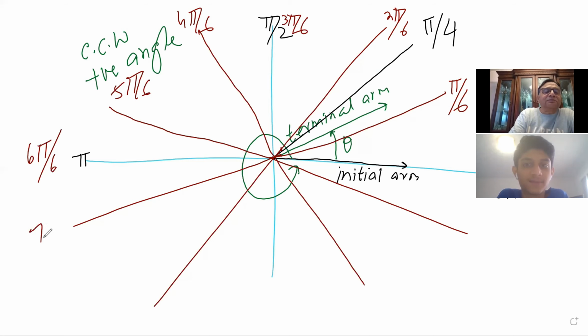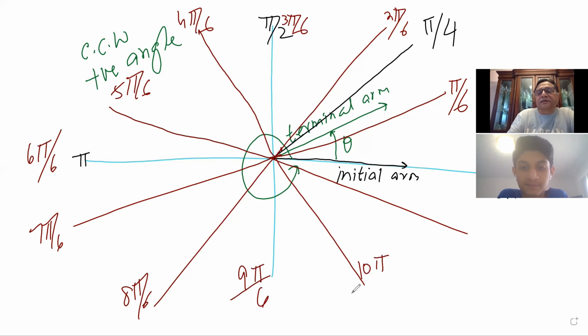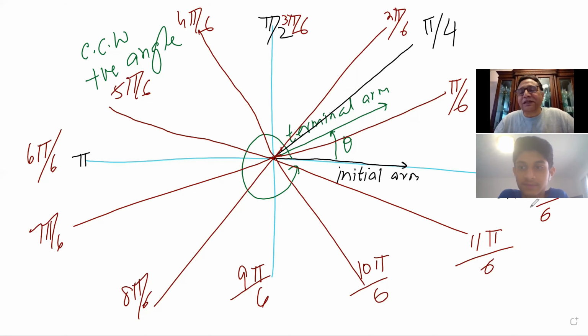So pi. 7 pi by 6, 8 pi by 6, 9 pi by 6, 10 pi by 6, 11 pi by 6, and 12 pi by 6. Do you see that? Yes, sir. I have measured all the angles in pi by 6. Pi by 6 can also be reduced to pi by 3. In some cases, 10 pi by 3 could be written as 5 pi by 3. Do you see how we got all the angles? Yes, sir. This is 1 pi by 2, 2 pi by 2.